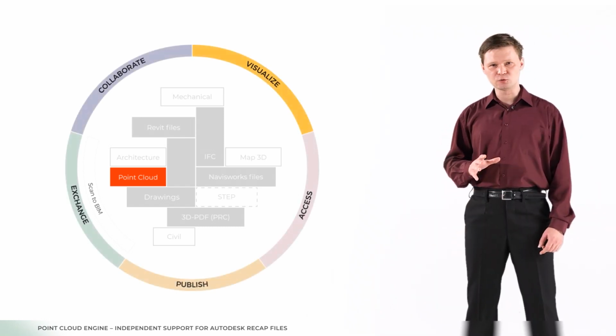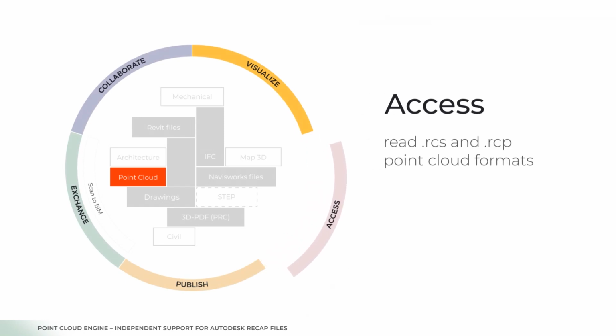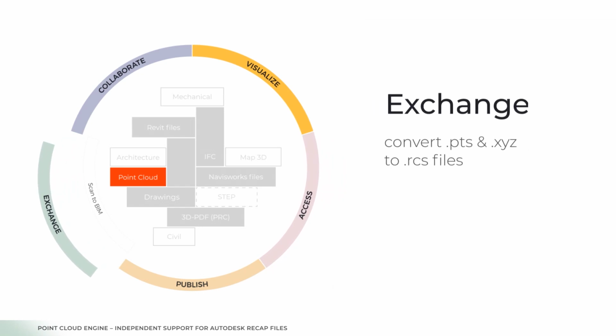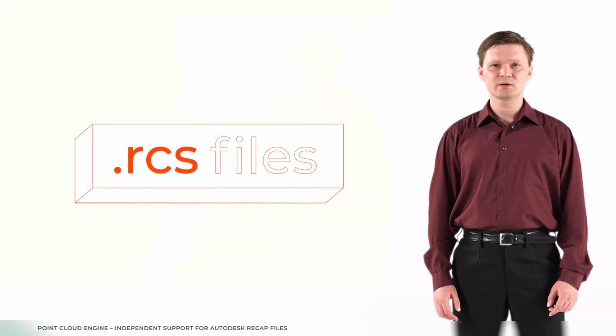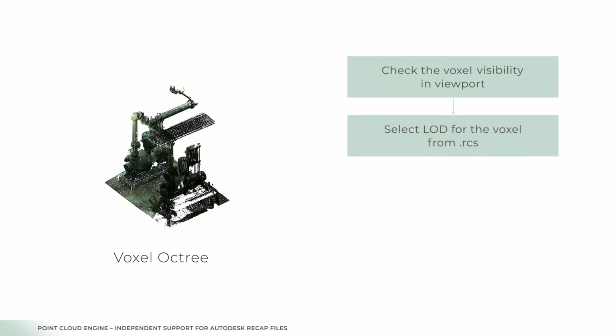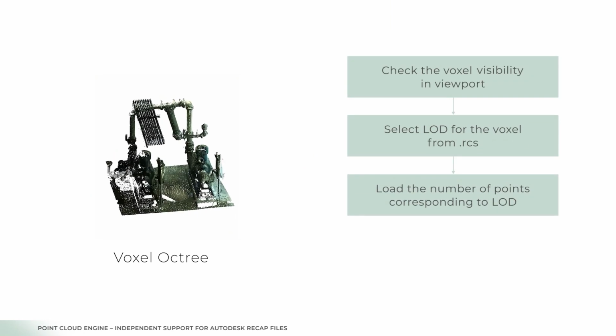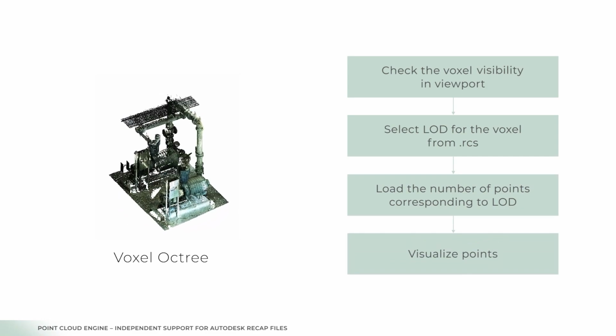ODA provides a set of tools to process point clouds. The tools are designed to solve the following tasks: read RCS and RCP point cloud formats, convert unstructured formats like PTS or XYZ to structured RCS file, and also visualize point clouds. The main supported point cloud format is RCS. The format is the core of our point cloud engine. During visualization, our engine checks the visibility of the point cloud in the current viewport and selects the appropriate level of detail. This approach allows you to efficiently read large point cloud projects.